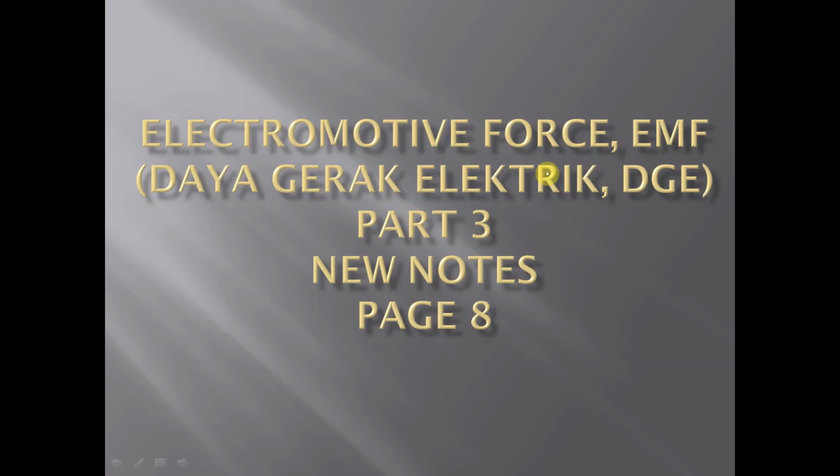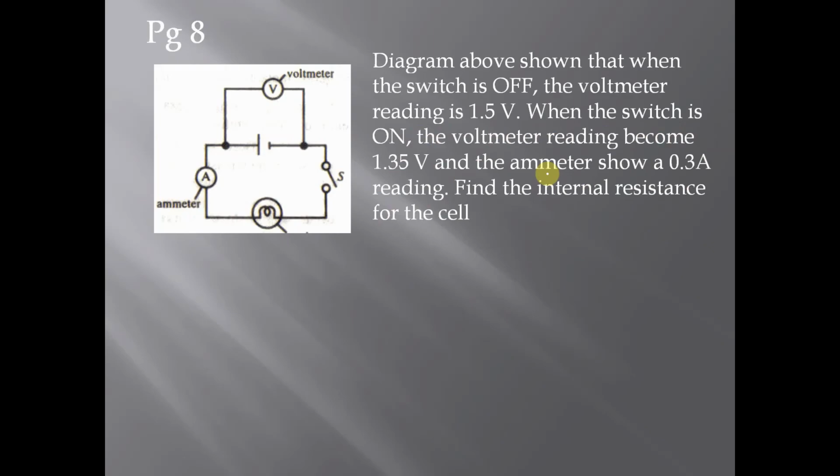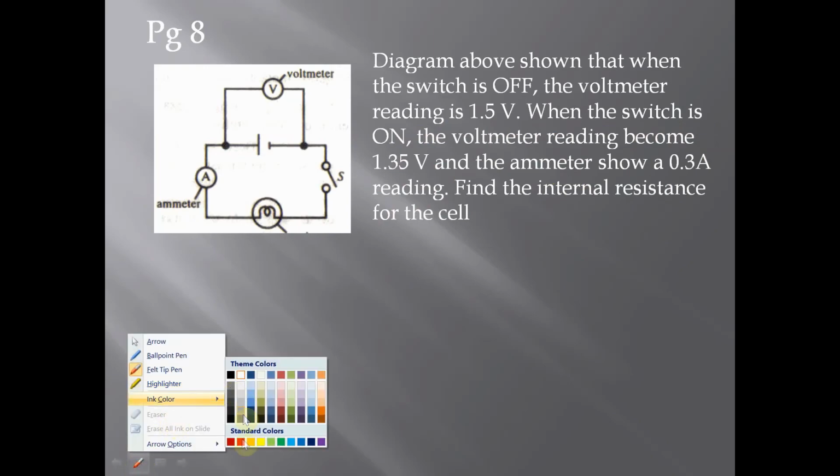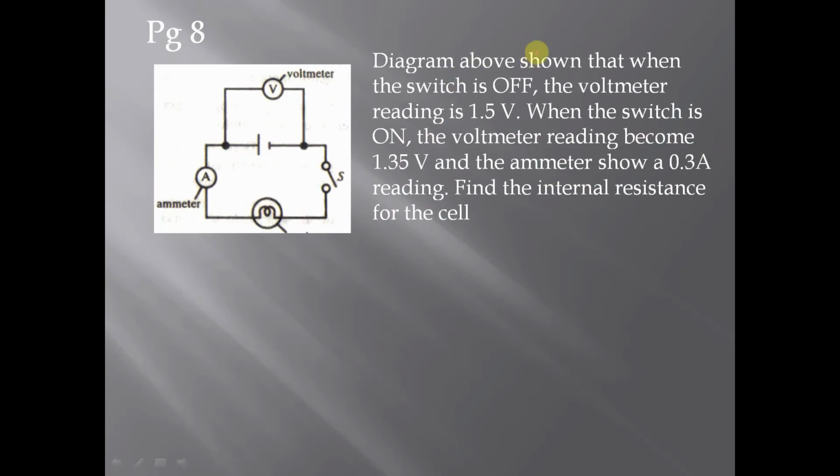Basically this is an exercise you can find in the notes on page number 8. So you have the notes video, that's good. We're going to do it together. This is the question we have. The diagram above, actually it is not above because I already rearranged it, shows that when the switch is off, this is very important, the voltmeter reading is 1.5.